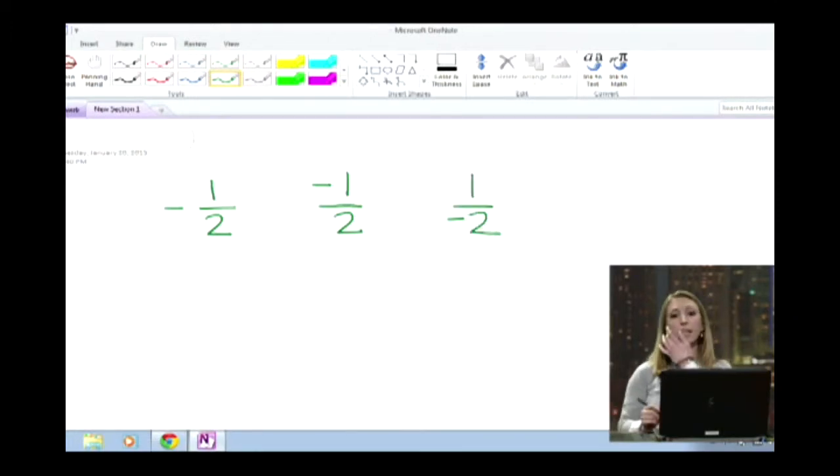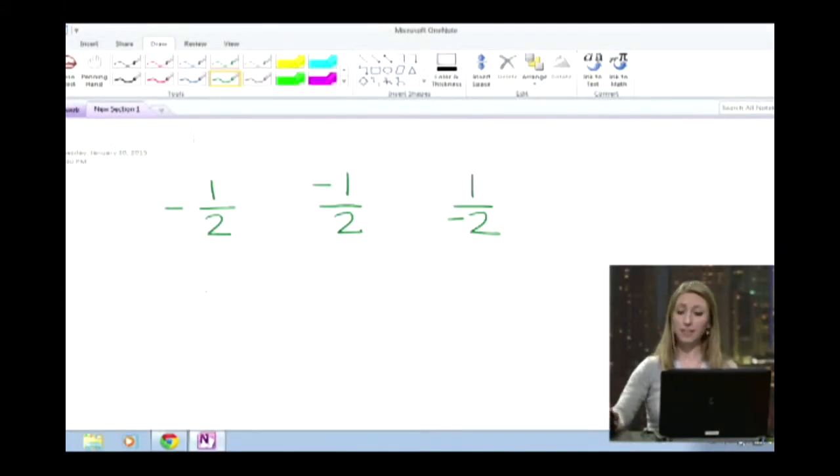Now, all three things that I wrote on the board are actually equivalent. It doesn't really matter if the negative sign is outside both the numerator and the denominator, or if it is on just the numerator or just the denominator. Either way, you're always going to get a negative number. The value will still be the same.